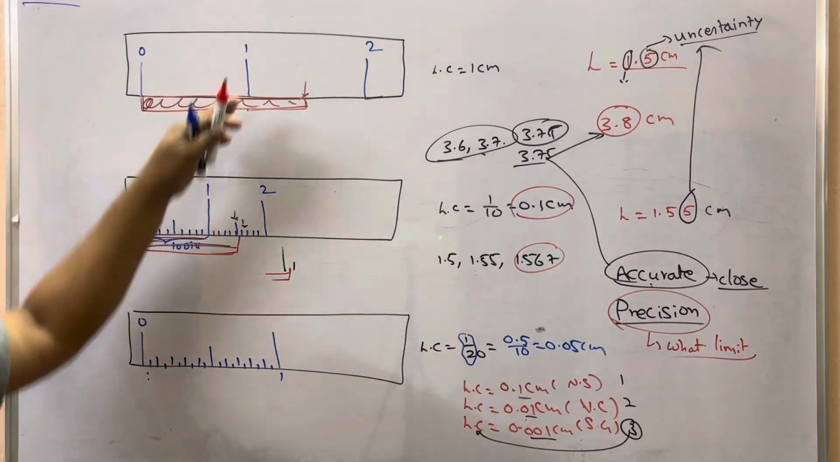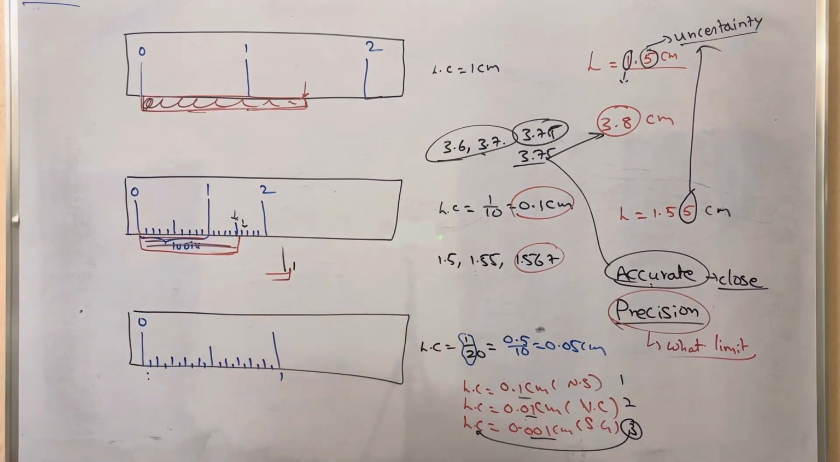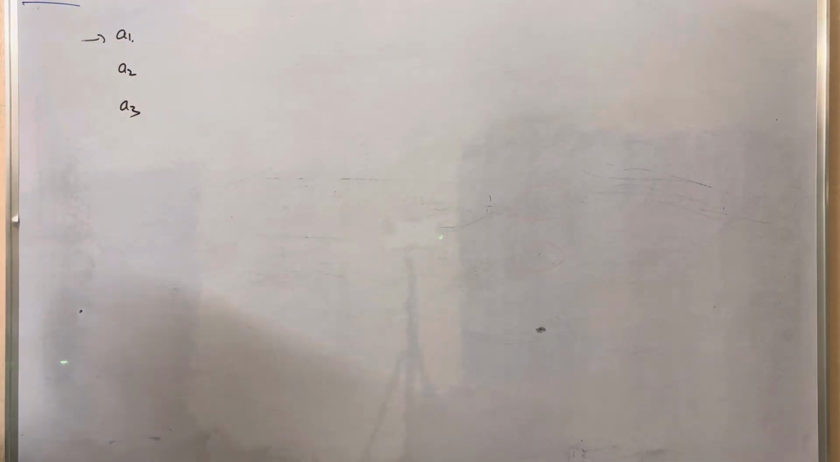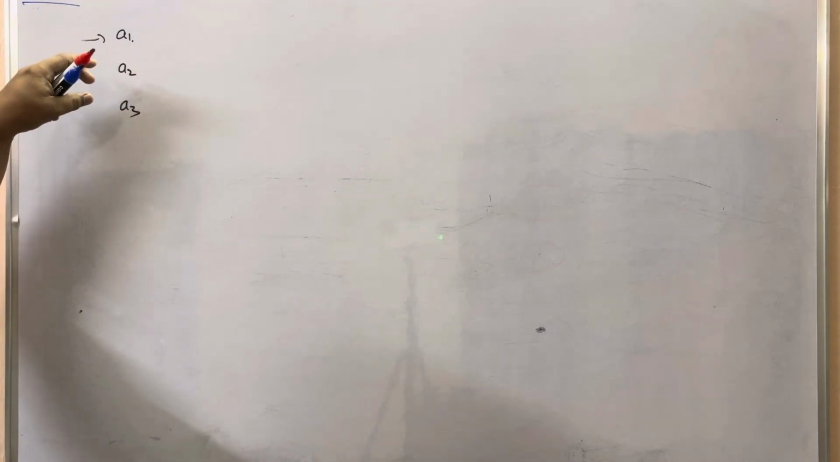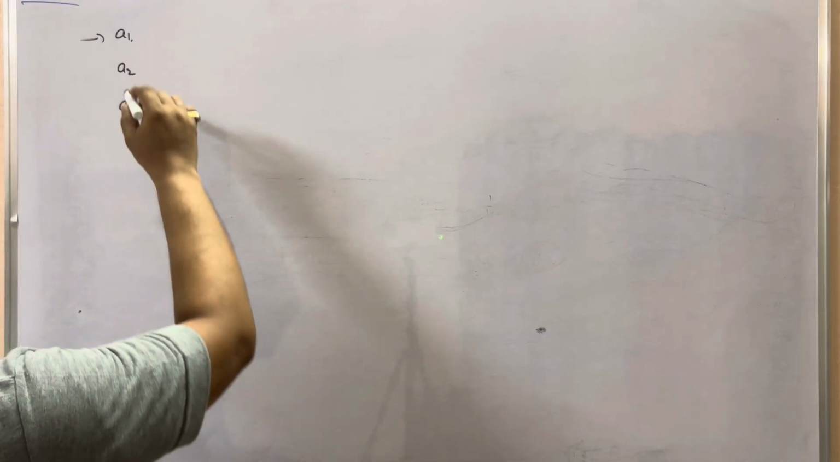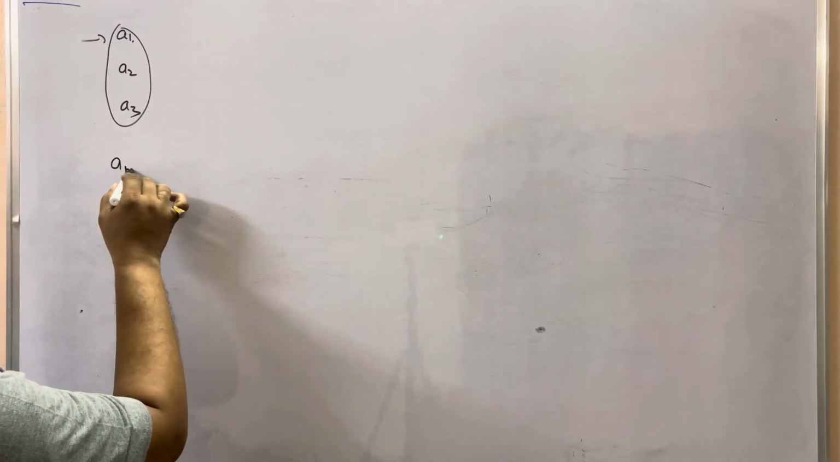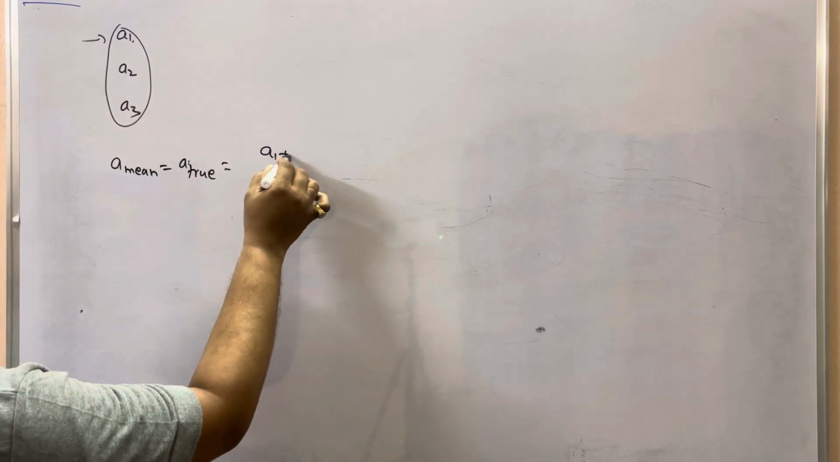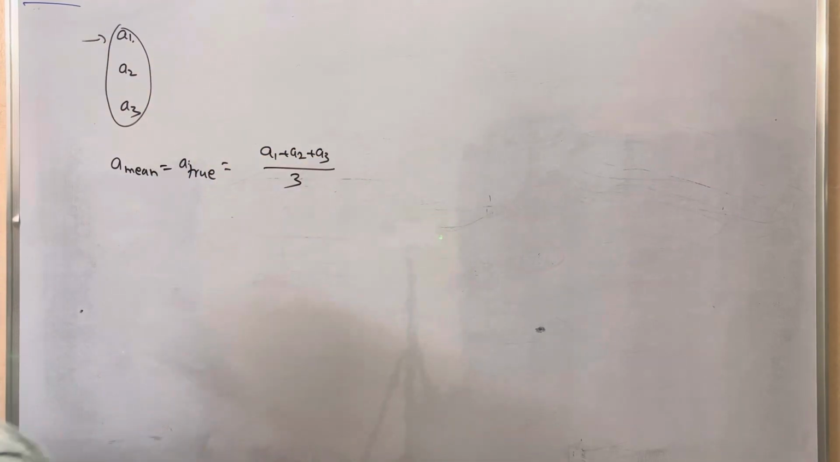Now we will see errors: absolute error, relative error, and how they are going to come. We will see according to the formula how you have to solve the problems. Next, we are taking three measurements, A1, A2, A3. How will you get the true value for this? If you take formulas you may not understand, but if you take values you will get an idea. First I am giving the formula: the true value is nothing but the mean or average of A1 plus A2 plus A3 by 3.